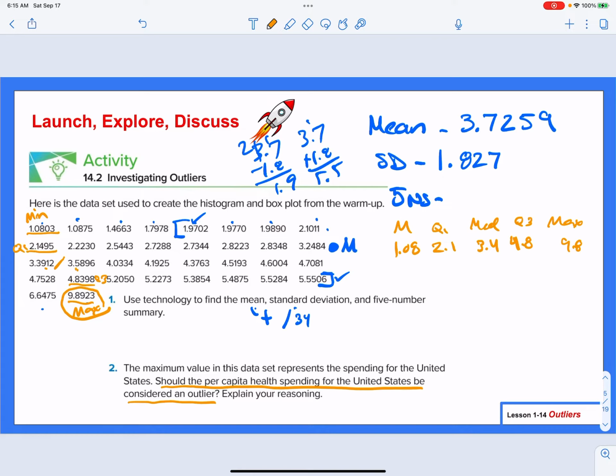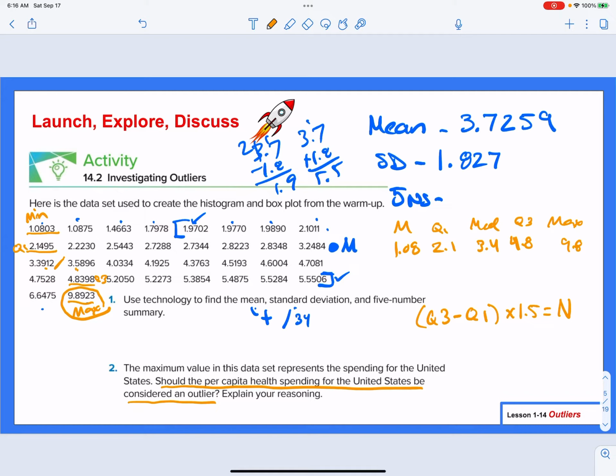Okay. Well, when we think about a number like this, we know that it's doing something to our overall values, right? It's changing things. So the way you'd figure out if it's an outlier or not, mathematically, is we're going to take our Q3 minus our Q1, and whatever that value is going to be, I'm going to multiply it by 1.5, and that's going to give me a value of n.